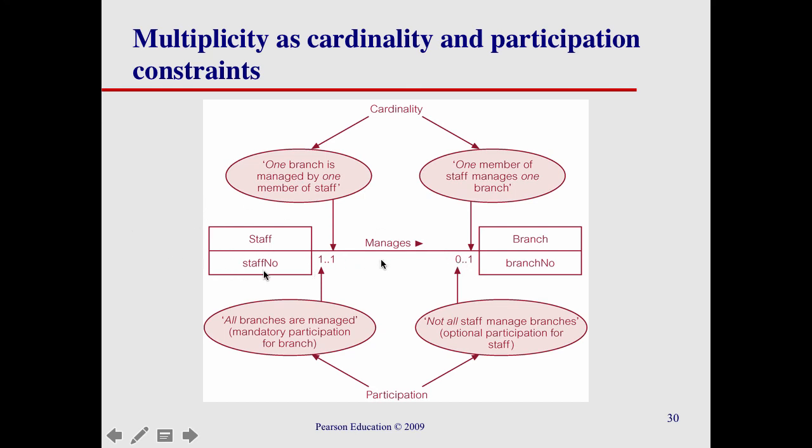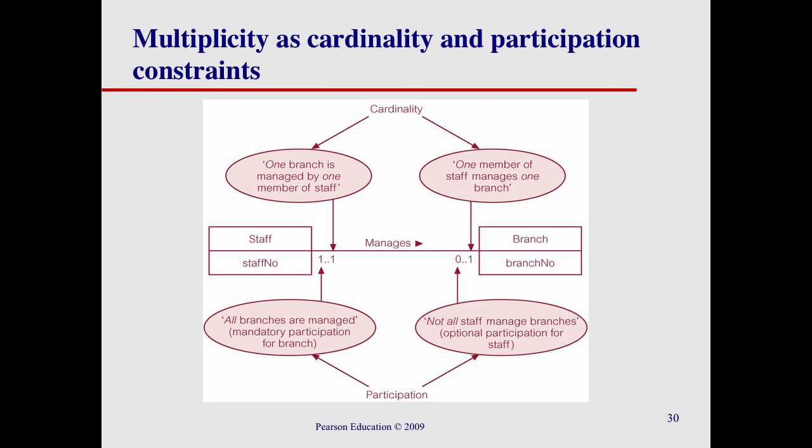So I'd say a staff manages, what is the minimum number of branches? Well, they might manage 0. And what is the maximum number? They might manage 1. And to get this number, the same thing. Now I think of branch as being the primary. So a branch is managed by, and in this case, it must be managed by at least one individual and by at most one individual.